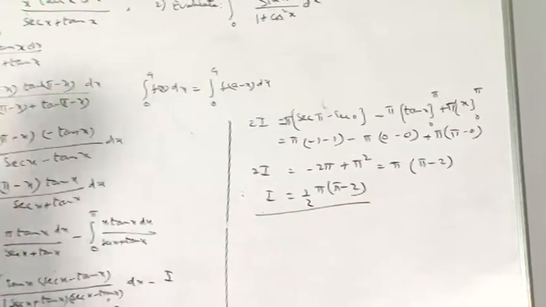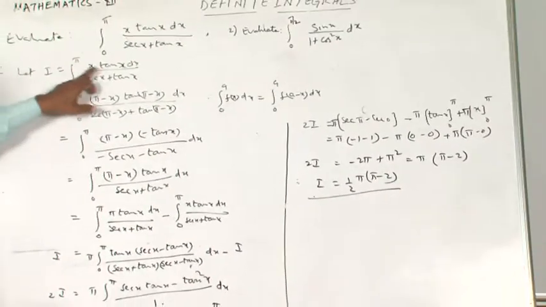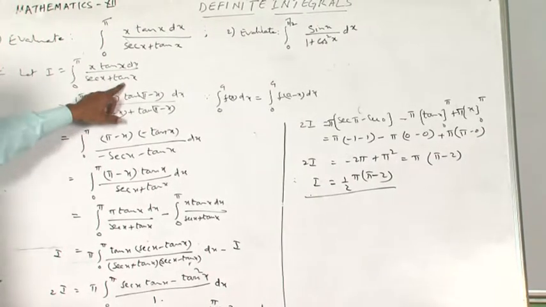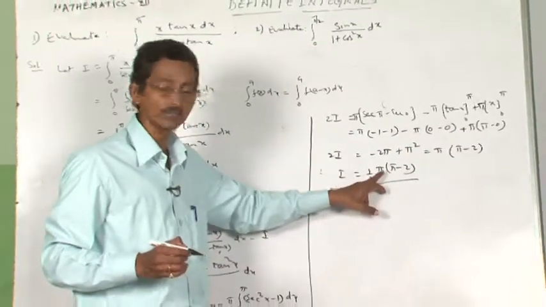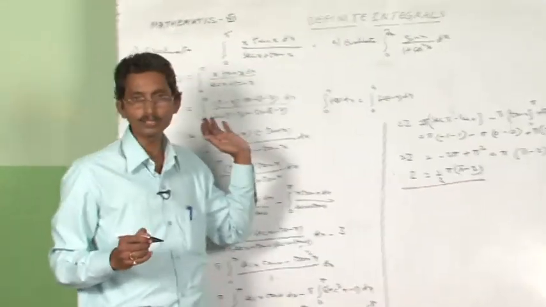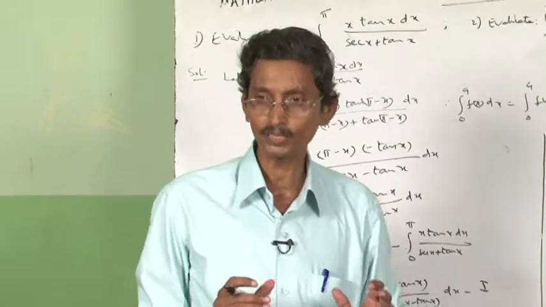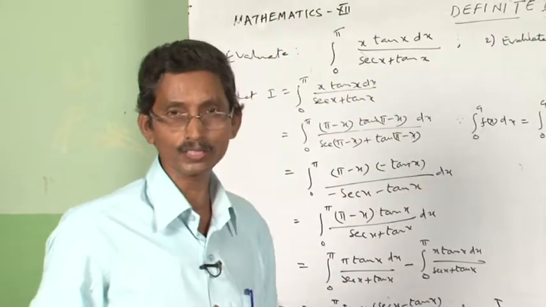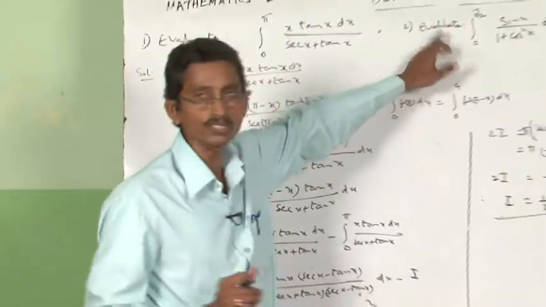So, therefore, the integration from 0 to pi of x tan x dx by secant x plus tan x is equal to 1 by 2 into pi, pi minus 2. So, this is a very important question from the examination point of view. Please practice this type of question for examination. Now, I will go to solve the second question.